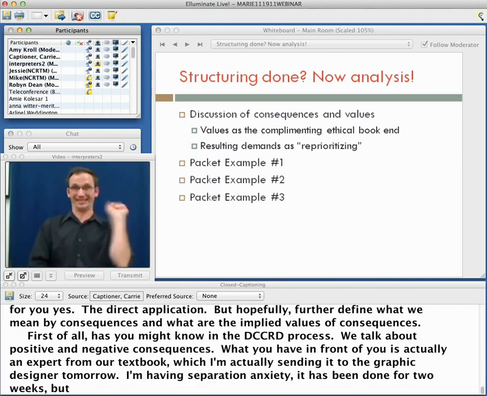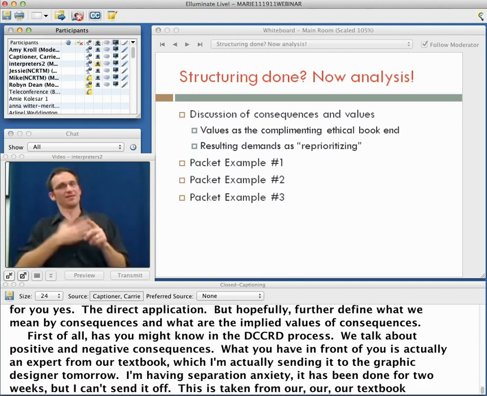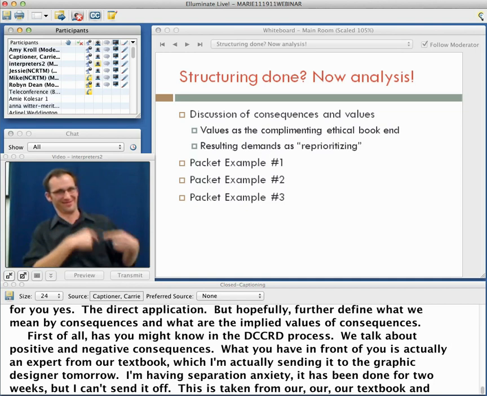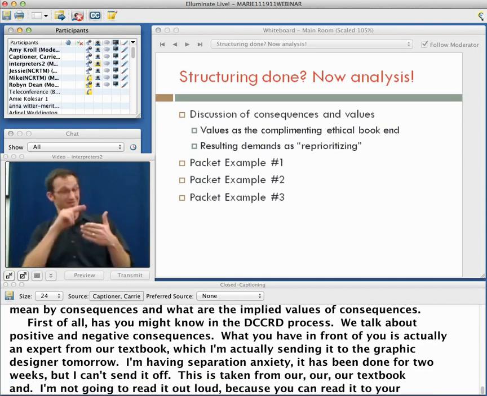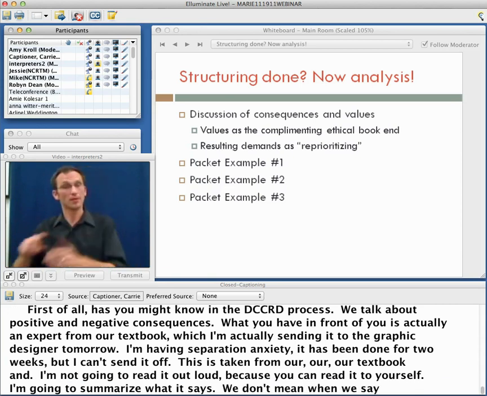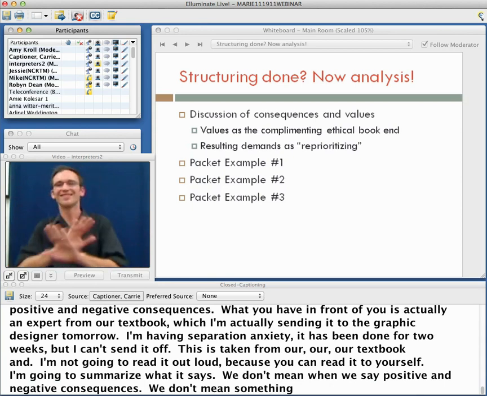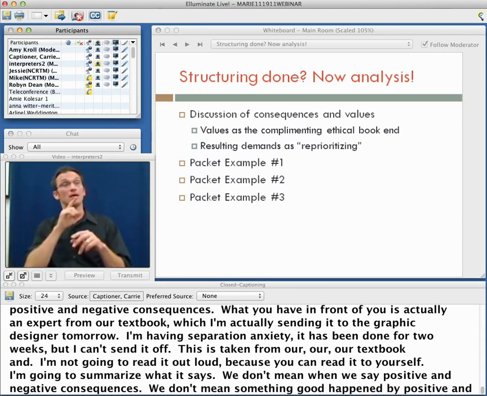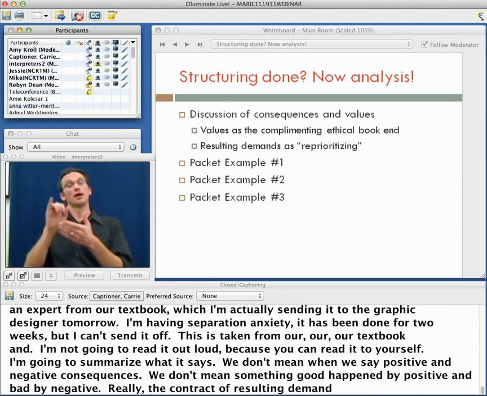This is taken from our textbook, and I'm not going to read it out loud because you could read it to yourself. I'm just going to summarize what it says. When we say positive and negative consequences, we don't mean something good happened by positive and something bad happened by negative. Really the construct of resulting demand is the construct that gets used for what happened next.